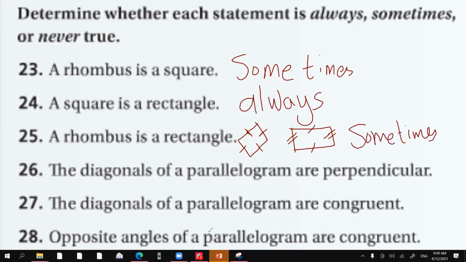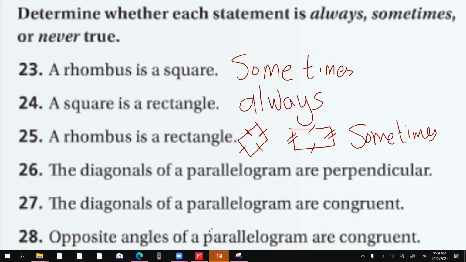Teacher, I'm not understanding 23, 24, and 25. I didn't understand 25, like how the rhombus will be a rectangle. How could it sometimes be a rectangle?